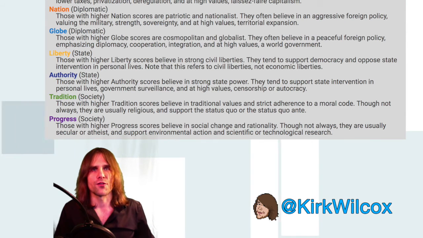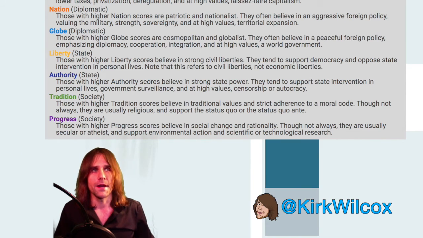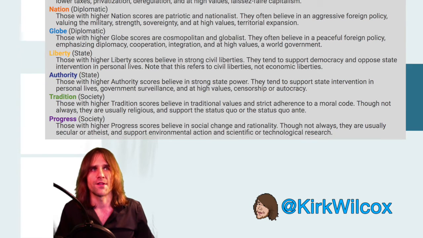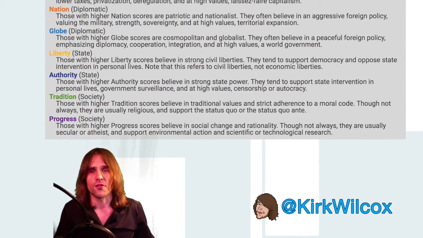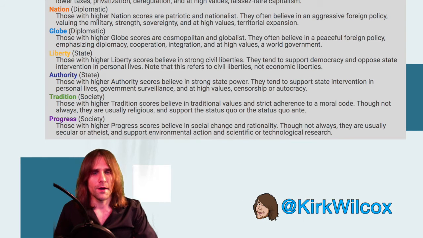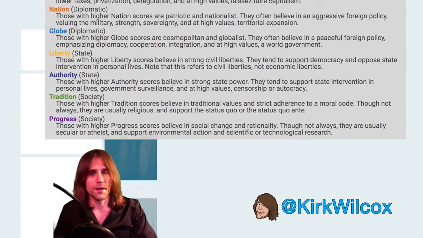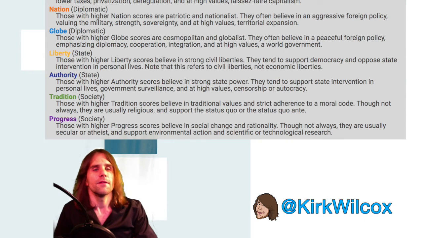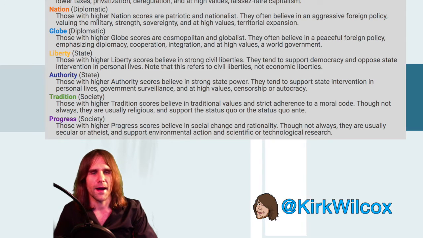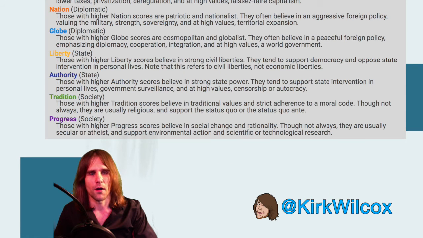How can you enjoy your social life if you don't have money, and if other people are not allowed to pursue values by selling you goods and services that you can enjoy in your personal life outside of work? But on the other side of this axis, we have authority. Those with higher authority scores believe in strong state power. They tend to support state intervention in personal lives, government surveillance, and at high values, censorship or autocracy.